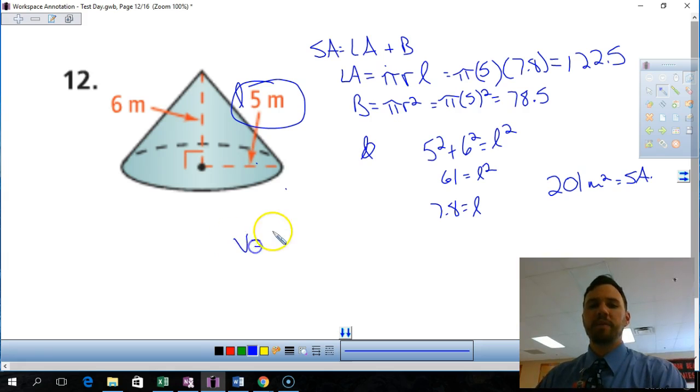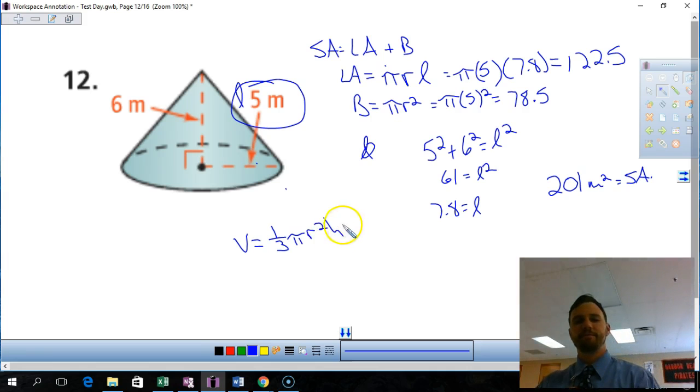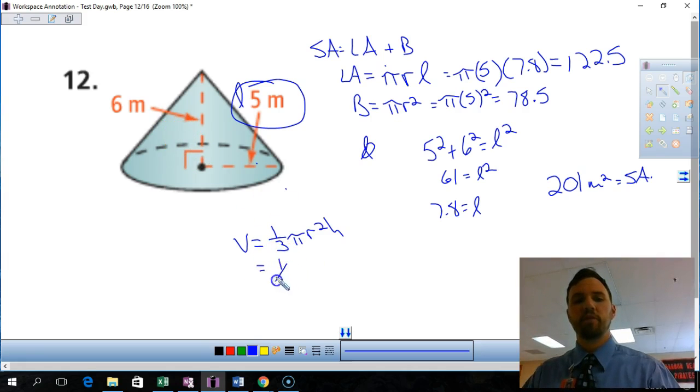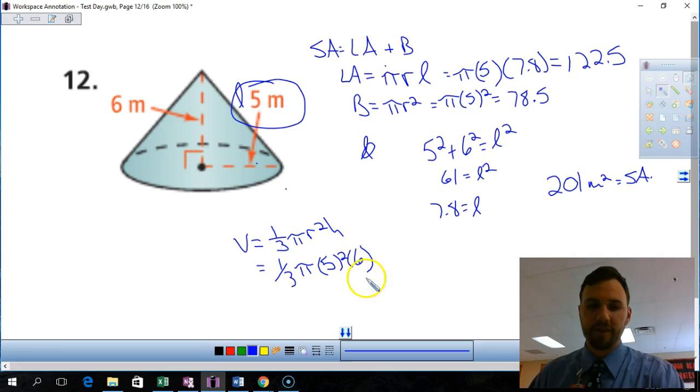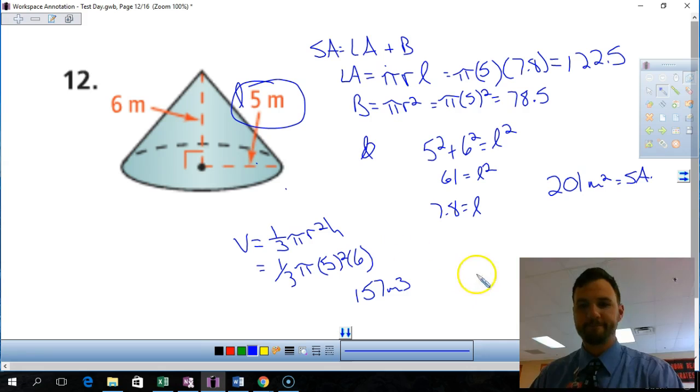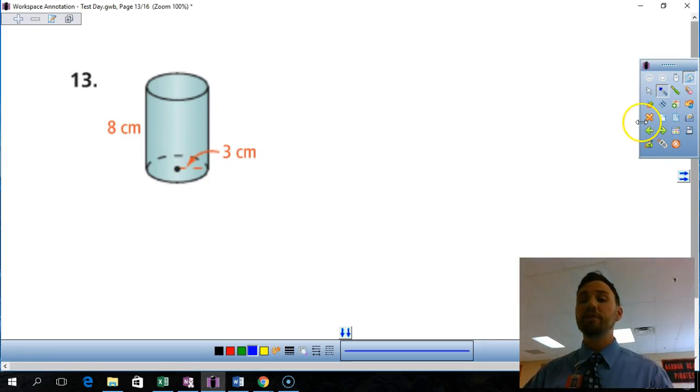Now let's do volume. Volume is 1/3 pi r squared height. Well, we have everything. Our radius is 5, our height is 6. So 1/3 pi 5 squared times 6. 6 times 25, it's 150 times pi is 471. Divide that by 3. I got 157 meters cubed. Alright? Alright. Last one's a cylinder.